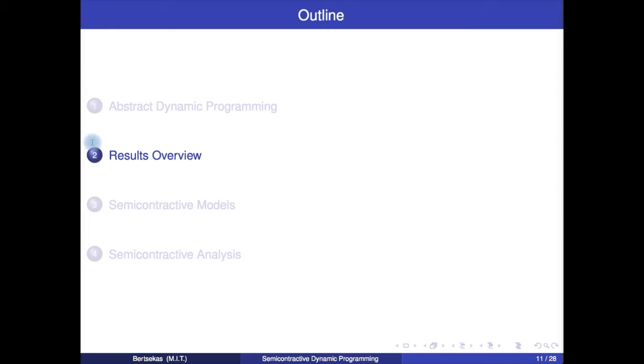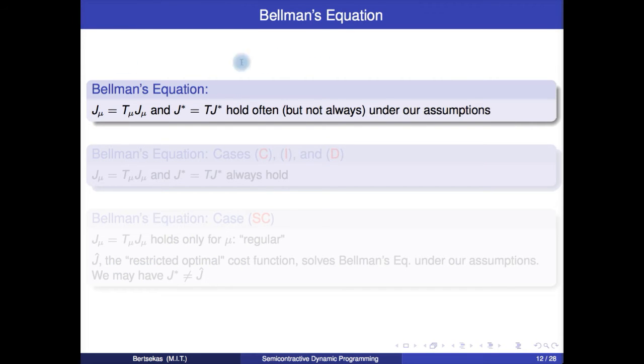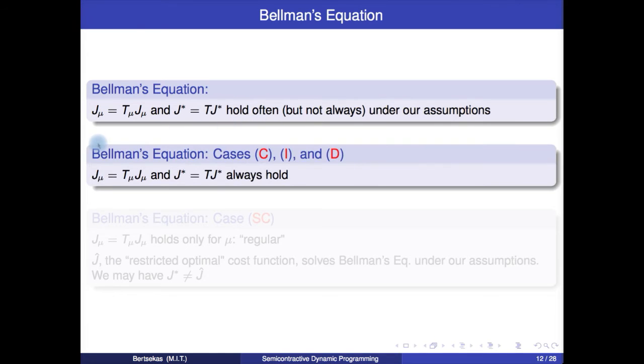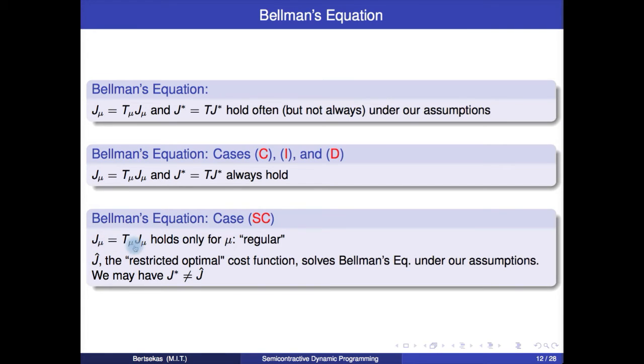Let us now provide an overview of the results that we can obtain for the models of the preceding slide. Regarding Bellman's equation, it doesn't always hold under the various assumptions. For some models it holds, for some others it does not. For the cases of a contractive model, a monotone increasing model and a monotone decreasing model, Bellman's equation always holds, although for the last two models, the monotone increasing and monotone decreasing, it may not have J mu or J star as its unique solution. For the semicontractive models, the Bellman equation holds for the regular policies, and the Bellman equation for the overall problem typically will hold for the restricted optimal cost function J hat, under our assumptions at least, but we may have J star different than J hat.